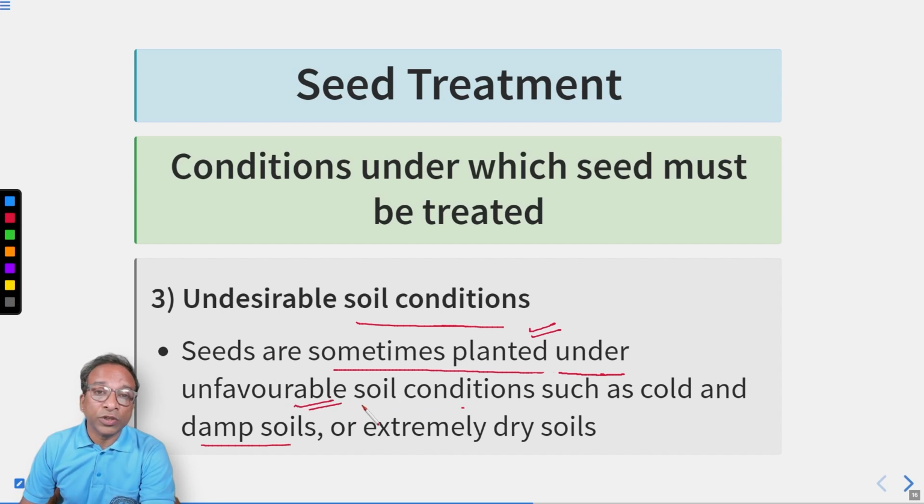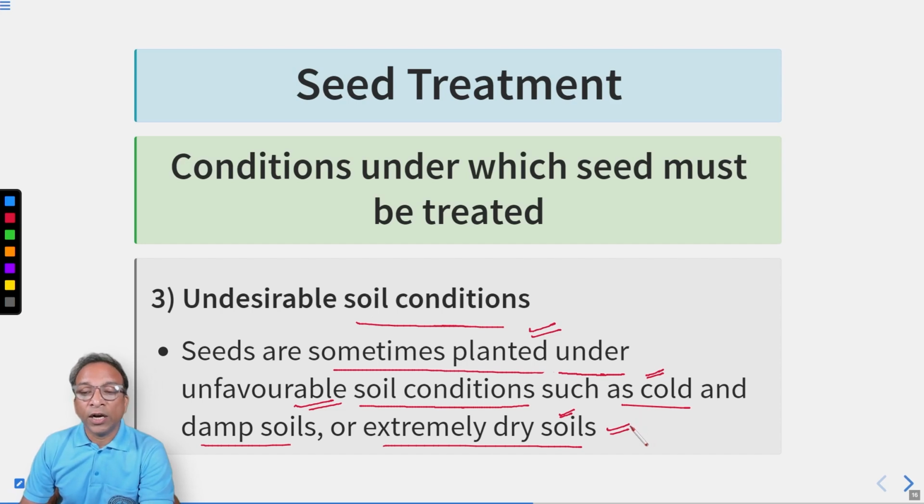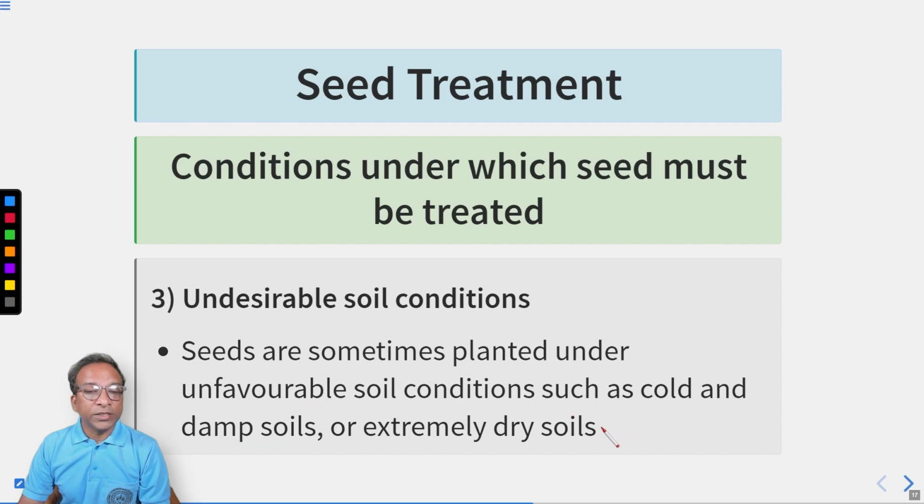The condition of the soil is not appropriate for the growth of seeds, meaning germination of the seed, right? Such as cold or damp soil or extremely dry soil. Whether it is dry soil or damp soil, no oxygen can reach the damp soil. And in extreme cold, the seed will not germinate, right? In dry soil, no water is there. So the seed coat will not rupture and the embryo will not grow to give rise to the radicle and plumule. So in all these conditions, the seed will not germinate.